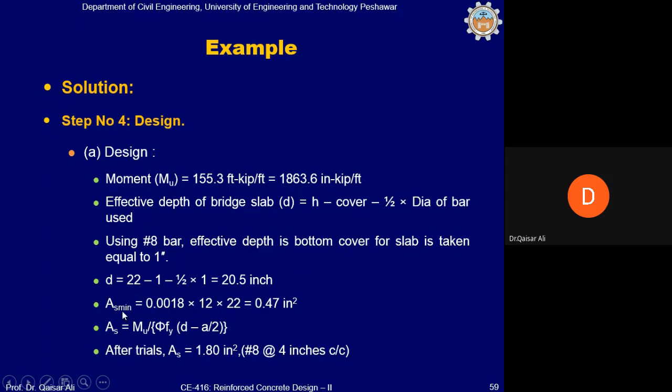As minimum, we know that it should be 0.0018 into A gross. A gross means 12, which is the unit width, and 22 is the depth of the bridge. So this gives us 0.47 square inch. Our reinforcement shall not be less than this.